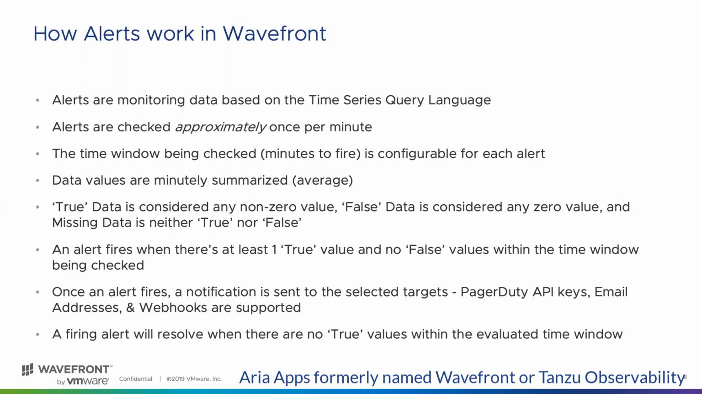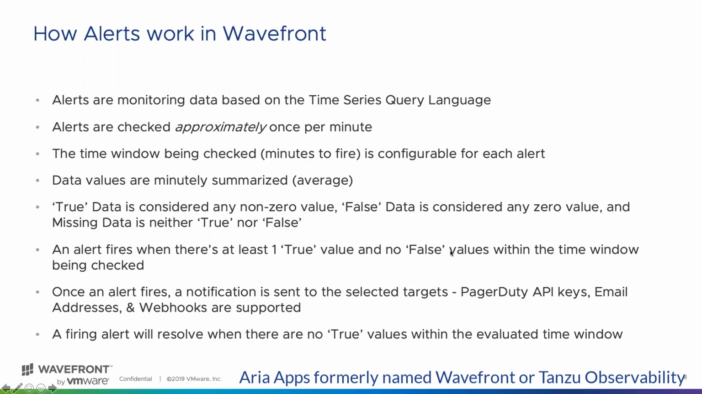The other key concept here is that missing data is considered neither true nor false. It's literally null. So an alert fires when there's at least one true value and no false values within the time window being checked. And again, the only false value is an actual explicit 0.